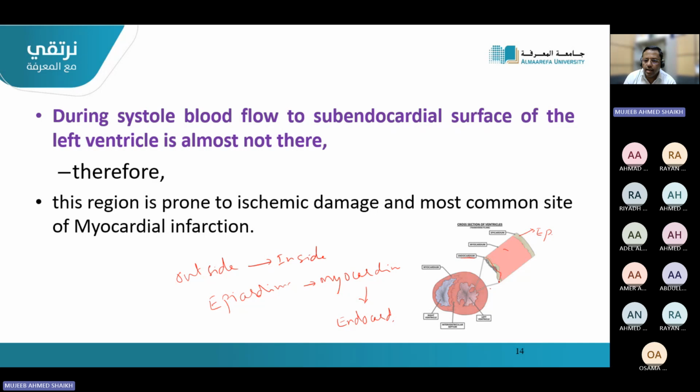So the subendocardial area is the last to receive the blood. Blood is coming from the outside. During systole, there is already no blood flow, so the least oxygen or blood reaches the subendocardium. Therefore, during systole, blood flow to the subendocardial surface of the left ventricle is almost zero. So this is the most common site of ischemic heart disease, the subendocardial tissues of the left ventricle, because the flow occurs from outside to inside.